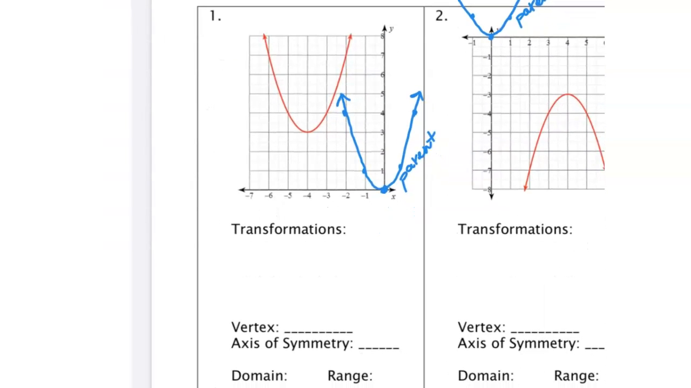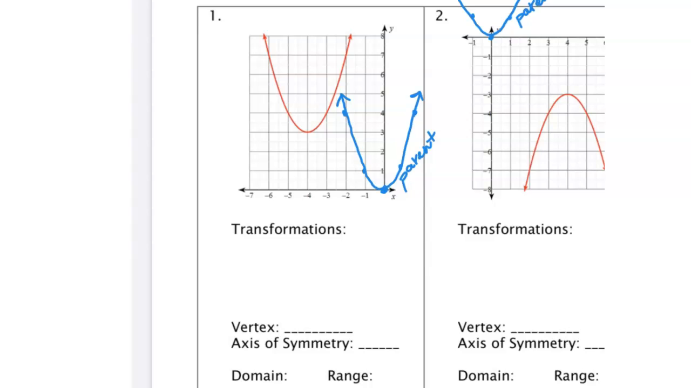For number 1, we're going to list our transformations. So you're looking at, from this parent function, how did it shift? How did it move? Did it move to the left, to the right? Did it move up or down? Did it get smaller, in other words, did it get narrower or did it get wider? So we're looking at all of those different things. Has it been flipped upside down, etc.